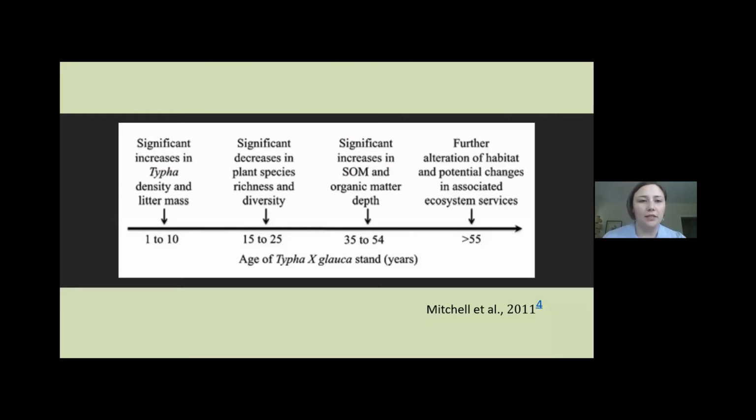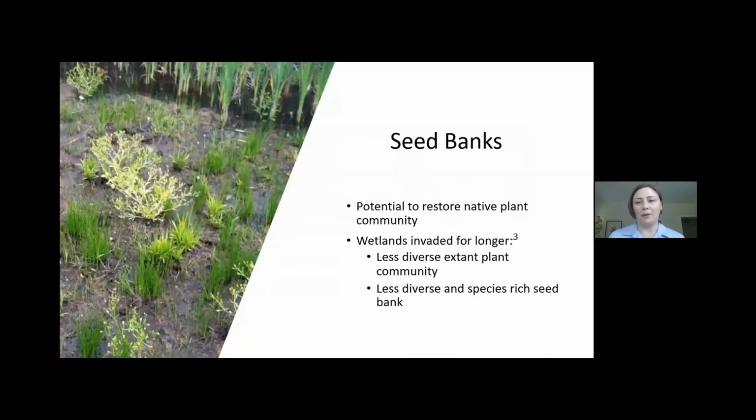Studies such as this one, Mitchell, have found increases in Typha density and Typha biomass in 1 to 10 years since the initial invasion, which makes sense, it becomes more dense. Then in 15 to 20 years, there are decreases in plant species richness and diversity, and changes in the soil occur after 35 years. So I wanted to look at how the seed bank might be affected in the first 35 or so years.